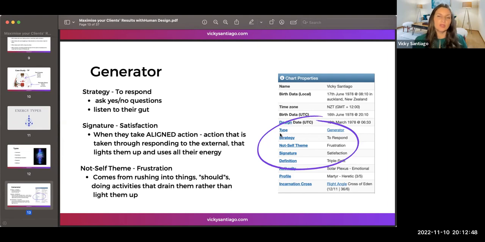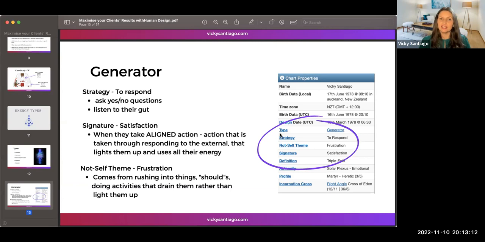So we can frame the questions that we use according to that type that we're working with. Now, all types have, as well as a strategy, a signature feeling, which comes up when they are in alignment. And they have what's called a not-self theme, which is a more negative feeling, which comes up as a red flag of, hey, you're not being your true self here.